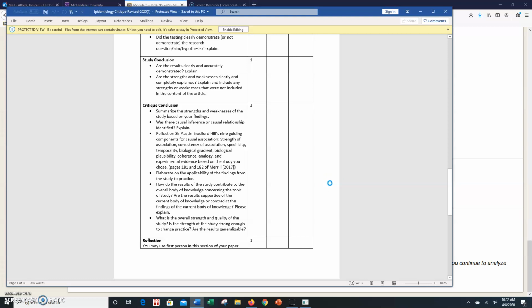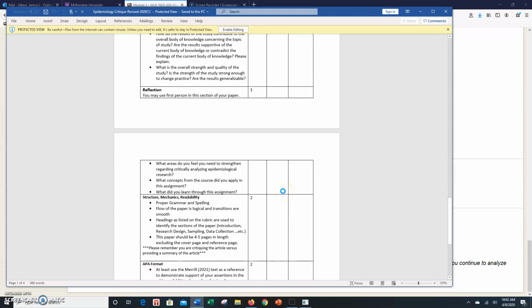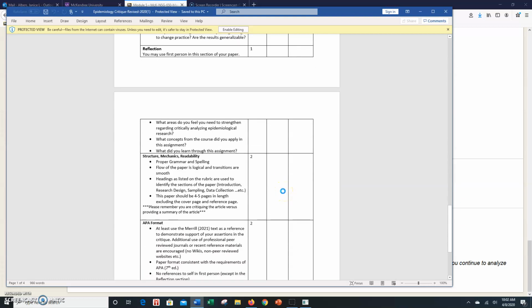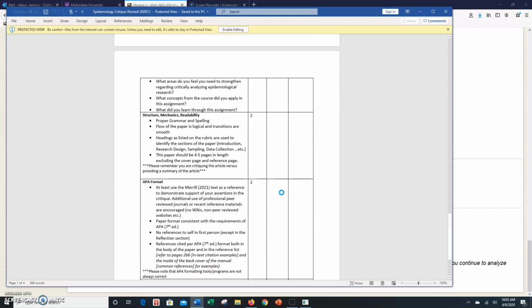Is this really good information? Did it go into some of the components of the causal association? It has information in here as far as where to look in the book, and then go into the reflection and the structure and the mechanics. The readability is something that I will be looking for, and make sure that you follow your APA manual and use the 7th edition when you follow the APA guidelines.